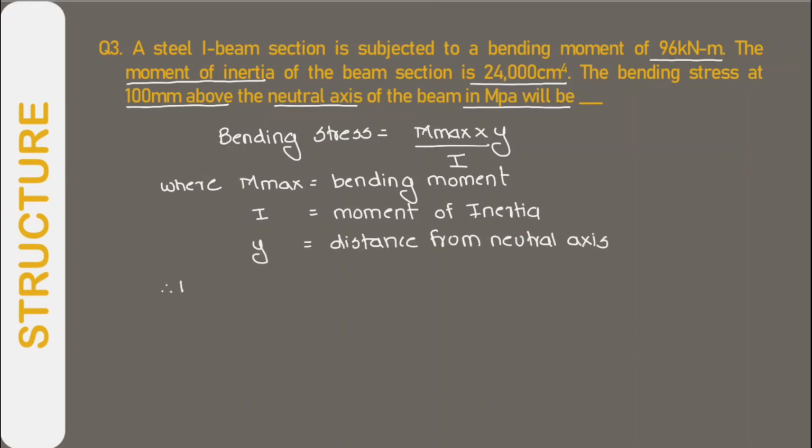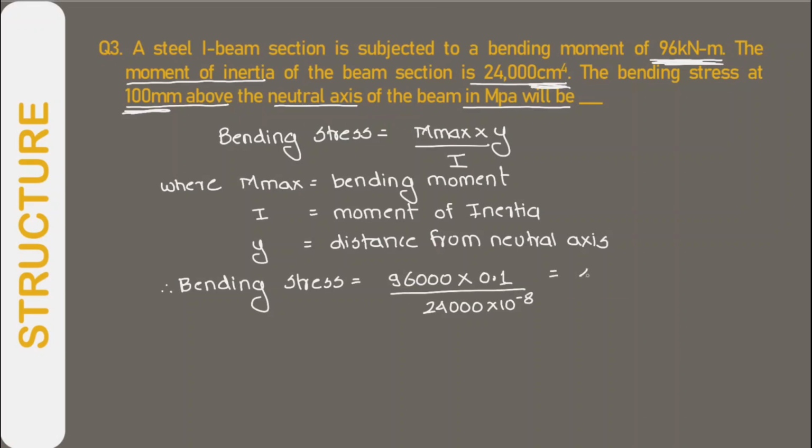So the bending stress is equal to 96, we have to convert it into Newton meter, hence 96,000 into 0.1, that is the mm converted into meter, divided by the moment of inertia given. So we converted the moment of inertia from centimeters into meters. It gives us 40 into 10 raised to power 6 Newton per meter square. But we need the answer in MPa. We know that 1 MPa is equal to 10 raised to power 6 Newton per meter square. Therefore, the answer is 40 MPa.